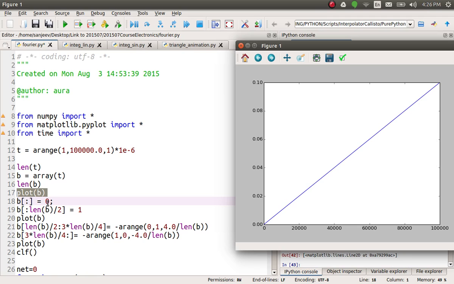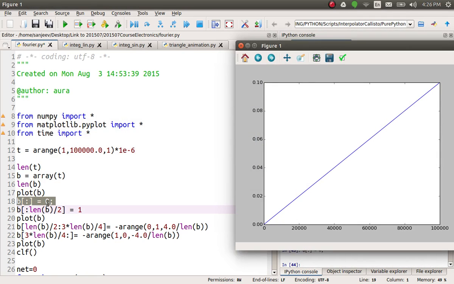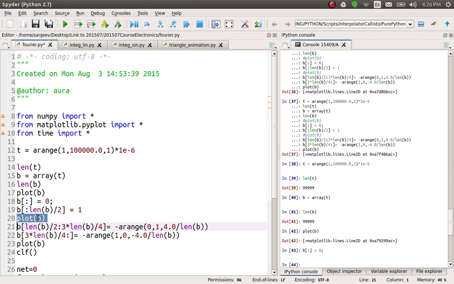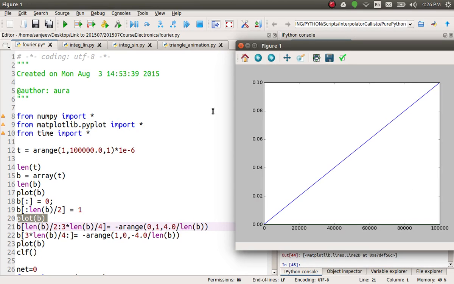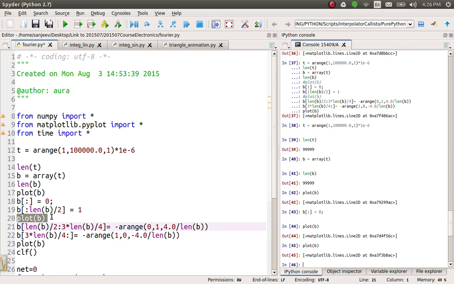So now I want to generate that strange looking waveform. So I just make everything equal to 0. Colon just means make everything equal to 0. I have to plot it after that. Oh, 1 second. It's plotting two things.